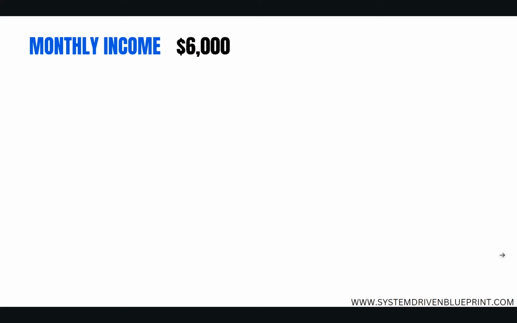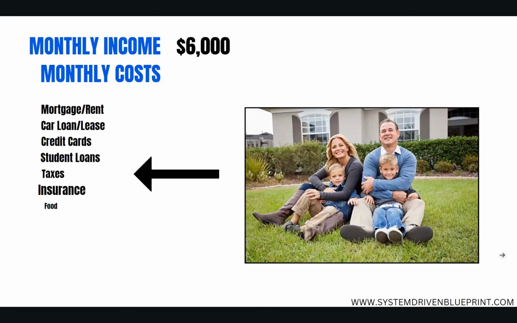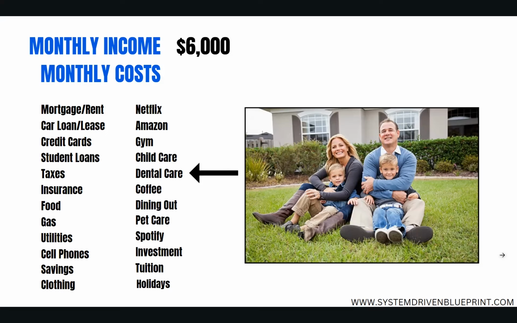So you take that monthly income and now you have a family that has these expenses that come in every single month: the mortgage, the rent, car payment, credit card, student loans, taxes, insurance, food, gas, utilities, cell phones, savings, clothing. They also have these other things that pop up like Netflix, Amazon, gym memberships, childcare, dental care, coffee, dining out, pet care, Spotify, investments, tuition, holidays, just to name a few.